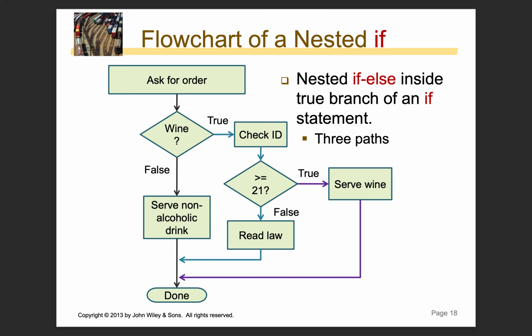As a flowchart, we ask the user for their order. Did they ask for wine? If they asked for wine, then we need to check their ID, which is another if statement. If they're over 21, then I can serve them wine. If they're not over 21, then I need to read them the law and I can't serve them wine, and we're done. If they didn't order wine at all, so they ordered a non-alcoholic drink, I can just serve them the non-alcoholic drink. So there are now 3 paths: the black line, the teal line, and the purple line. 3 different paths through our nested if statements.